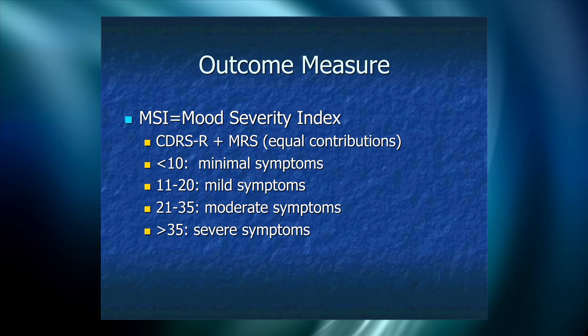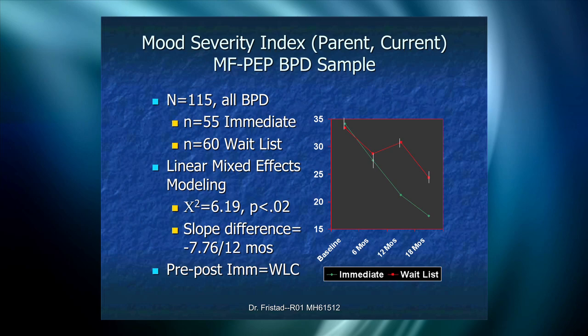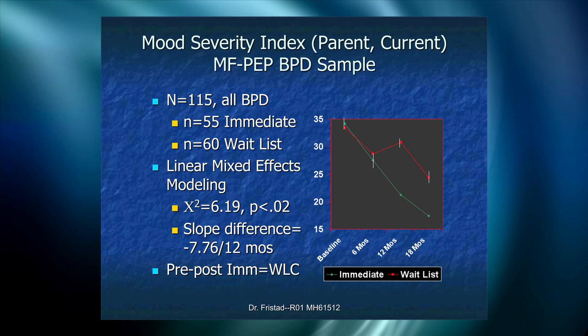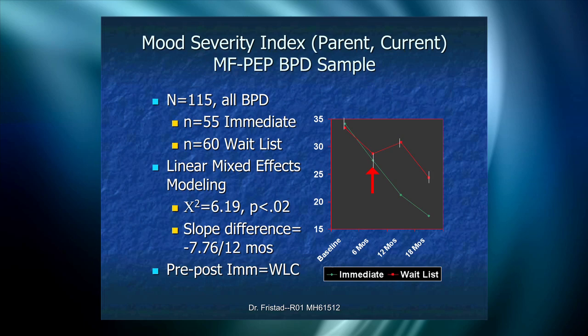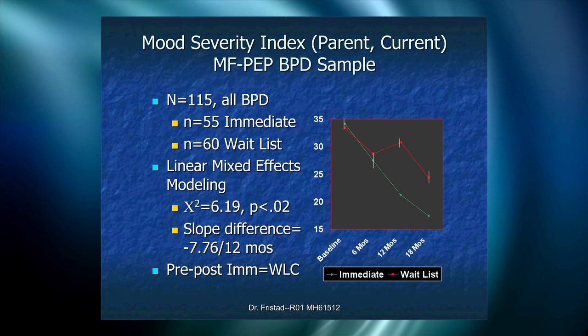So what did we find? And this is in the intent to treat sample. So you see this line, the colors are a little hard, so here's our baseline. It's 6 months, so treatment occurred here. Probably the most exciting part of our findings was that for the next 12 months, we assessed at 12 months, we assessed at 18 months.